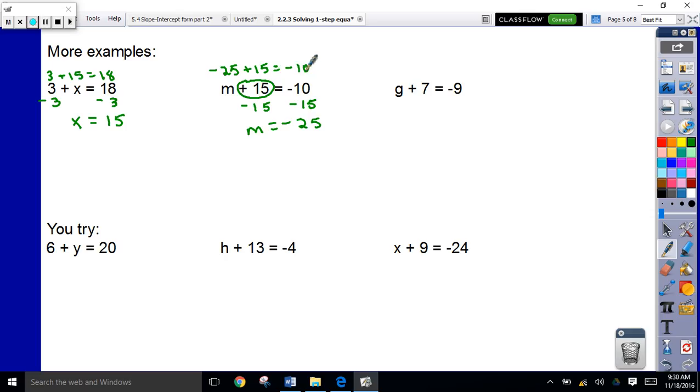Okay, last one. Same type of thing as the last one. We have a plus 7, so we're going to subtract 7 from both sides. We get g, same signs, add and keep, equals negative 16. Checking that, negative 16 plus 7 equals negative 9.